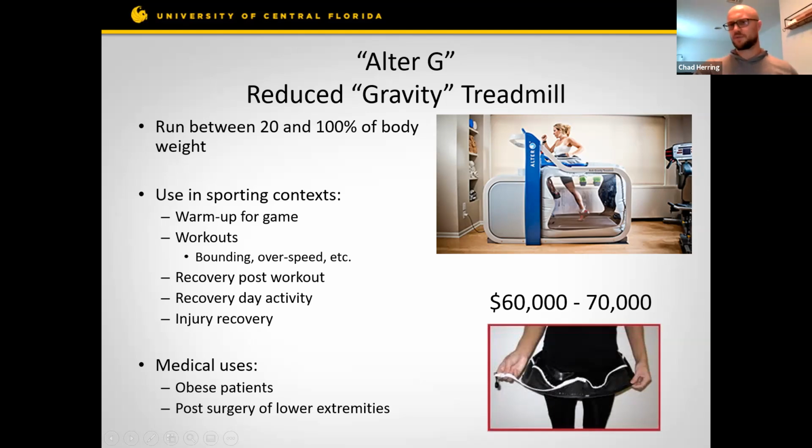But why would this be useful? Why would athletes even want this? Well, especially if you have a leg injury, there's not much you can do that's exactly similar to running.